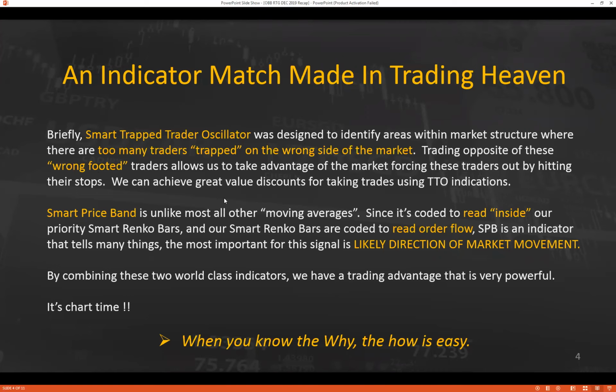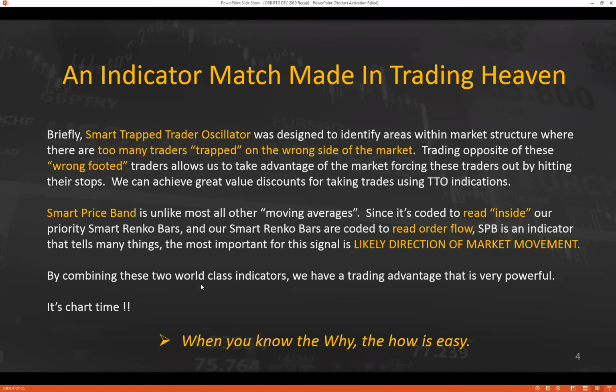Smart Price Band is unlike pretty much any other moving average you've ever seen. It's coded to read inside our proprietary Smart Renko bars, and Smart Renko bars are coded to read order flow. So Smart Price Band is reading order flow, and I'm going to show you briefly a couple of examples of that. It is not simply a moving average. It's much, much more than that. Now, we use it for many things in the room, but today I'm going to share the simplest idea, and that's just to give us a likely direction of market movement and continuation in our favor.